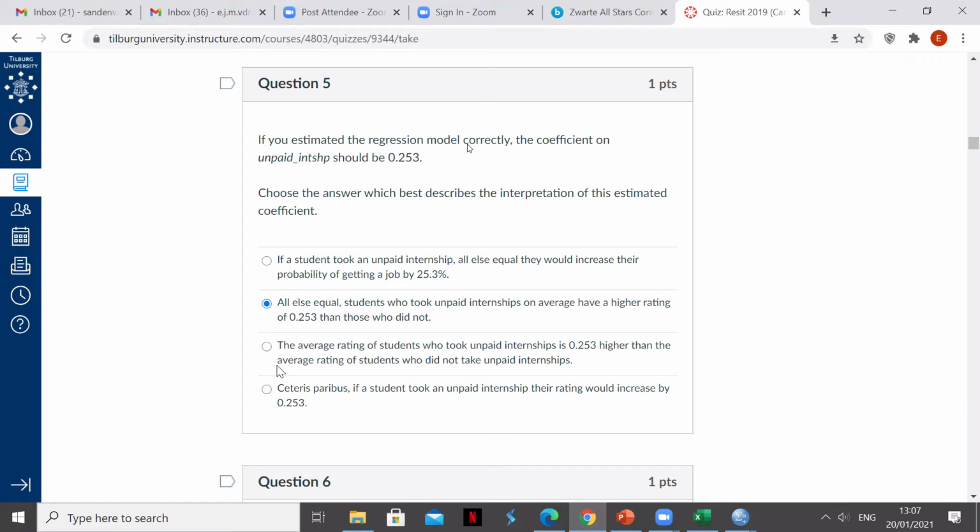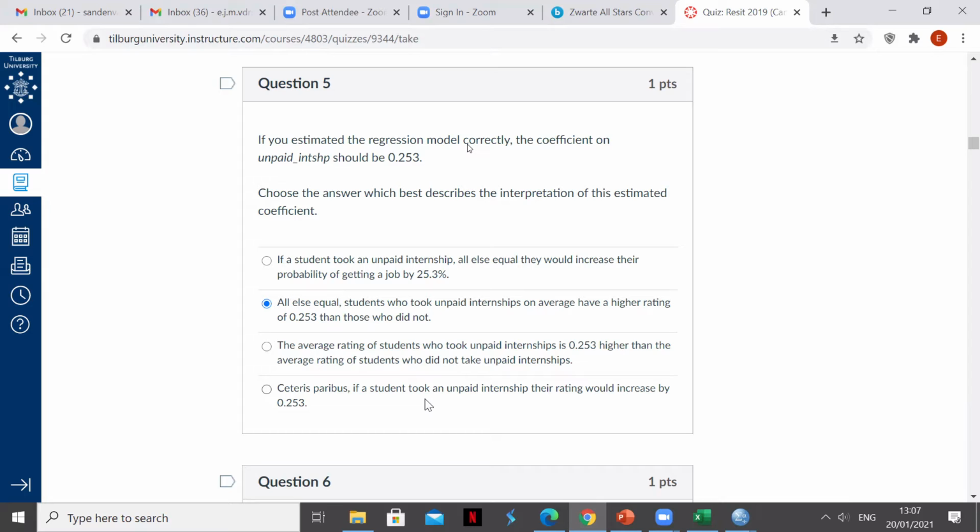And why is this then wrong? This one, first do this one. This one is wrong because yes, it says ceteris paribus, but it doesn't say on average. And of course, it's on average because it could be that one student goes up with only 0.1, but another one goes up with 0.3. But on average, it is 0.253. And your regression line is always about averages. It's not just one person. Okay, so it cannot be this one. It is close. Like, you really need to know the details.